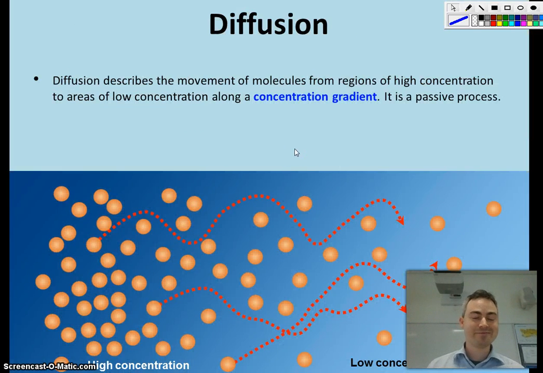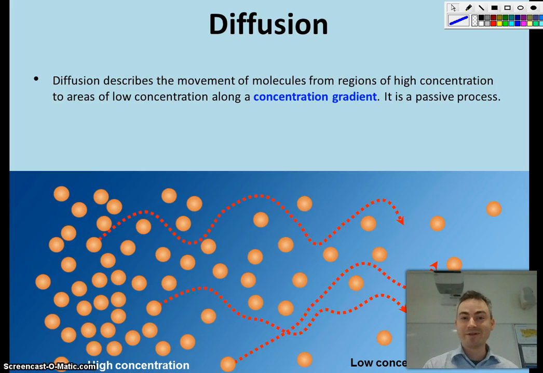Okay, let's have a look at some of these and recap what we already know about them. Diffusion is a general term. It's not just related to cells. Diffusion happens all around us. It's a natural process whereby molecules will move from areas of high concentration to areas of low concentration.